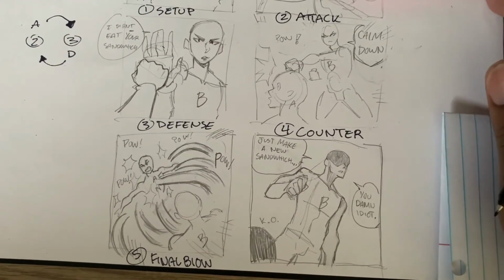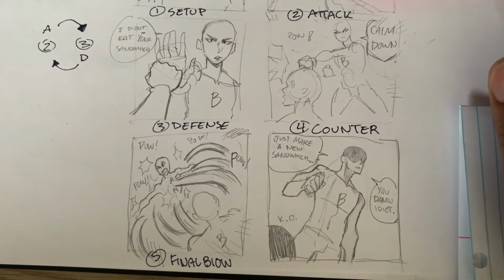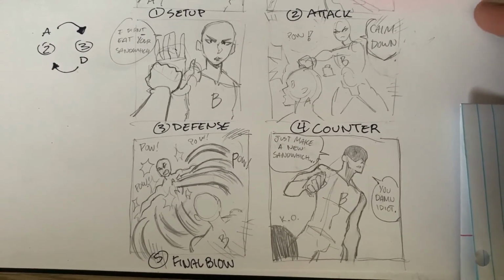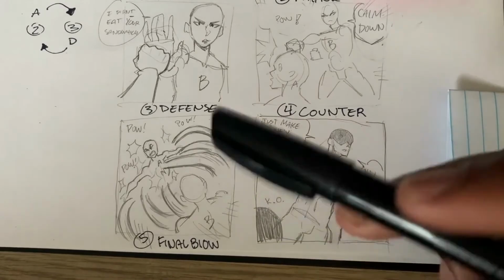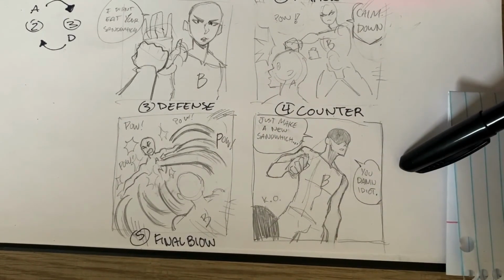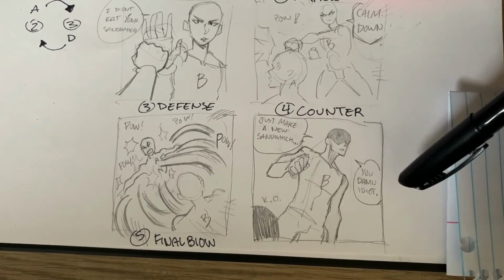And then you decide who wins the fight, how they win the fight, and the strategy behind it. In this case, it's just a simple flurry of attacks from character B. And so he deals a final blow down here, and then that's the end of the fight. And you can explain that however you want to.